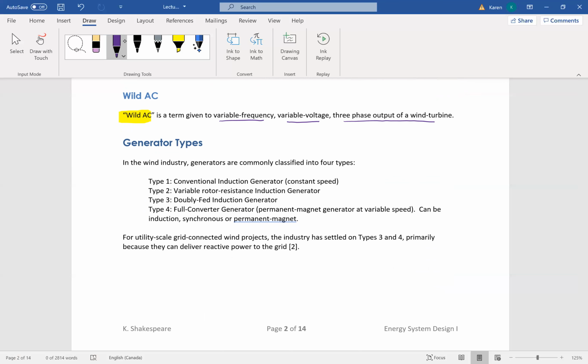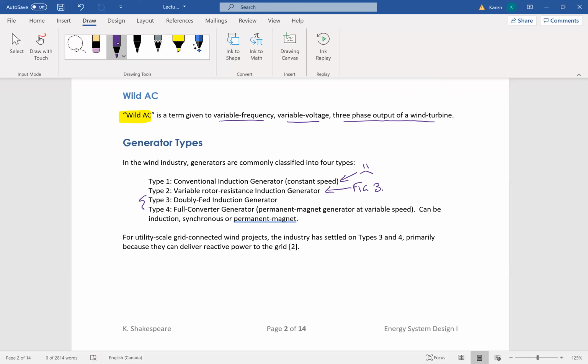So let's look at the wind generator types. Now, this conventional induction generator, this constant speed generator, is the one that's not going to work at peak power, and it's not popular for industrial wind applications. Then there's a variable rotor resistance induction generator. This one I'm going to show you in figure 3 of this lecture note.